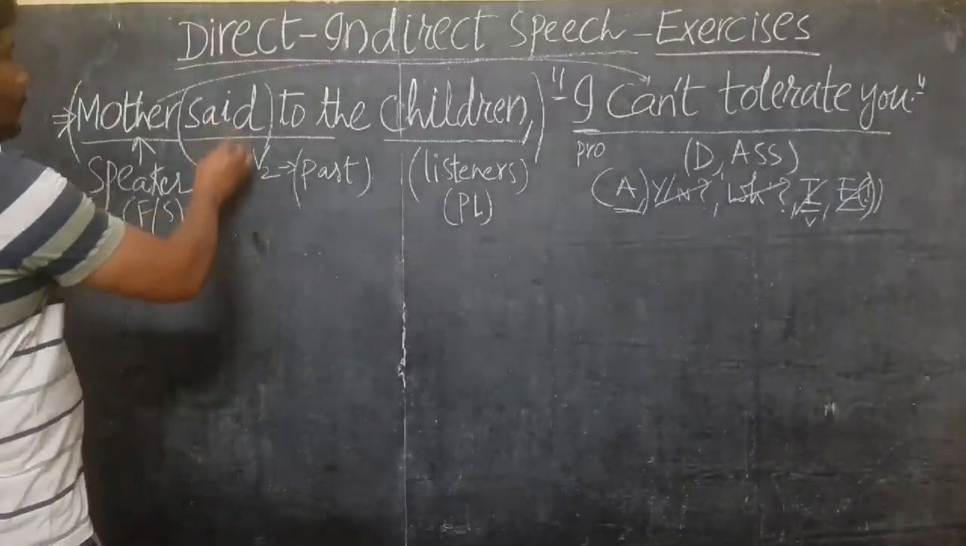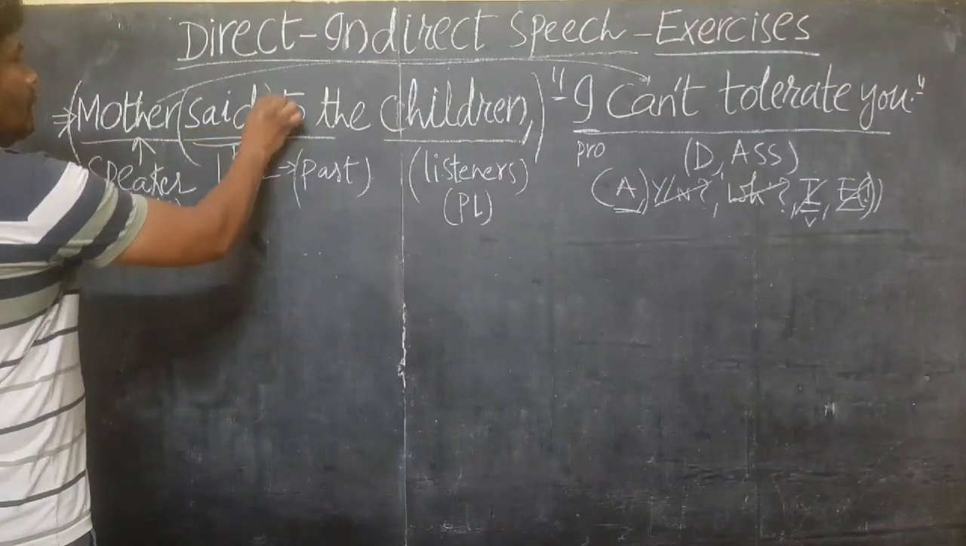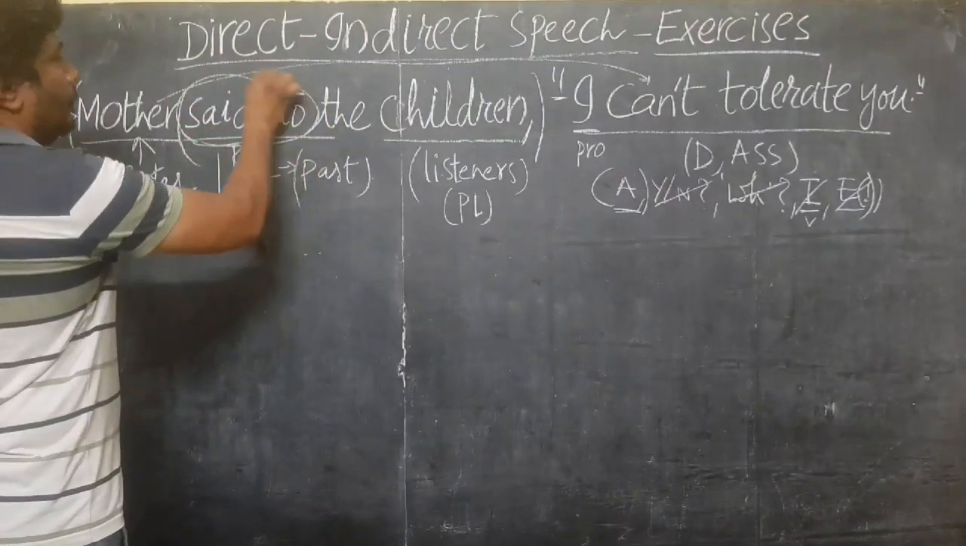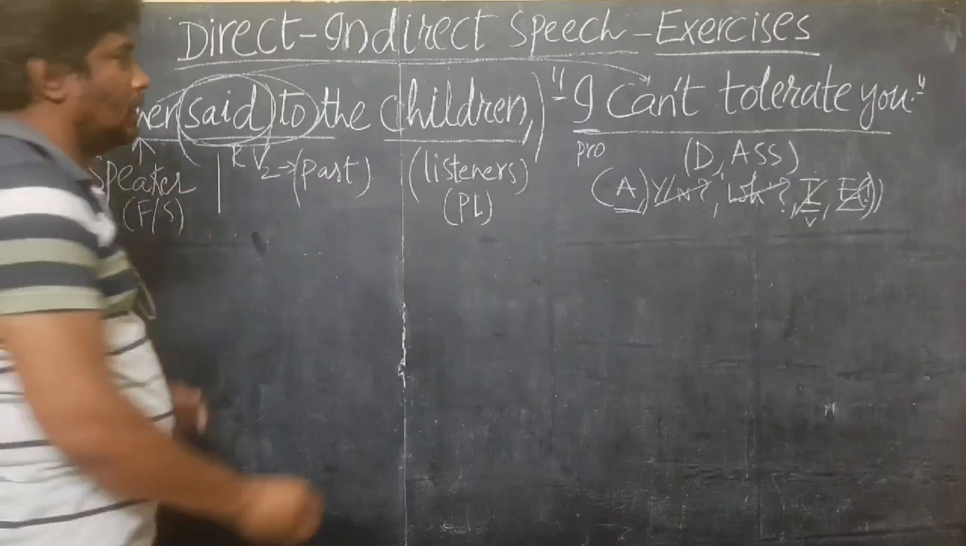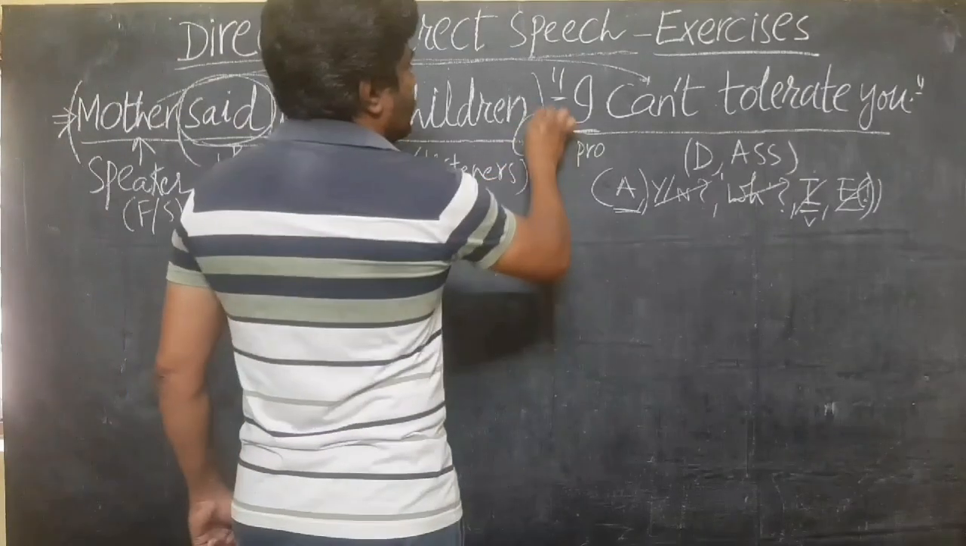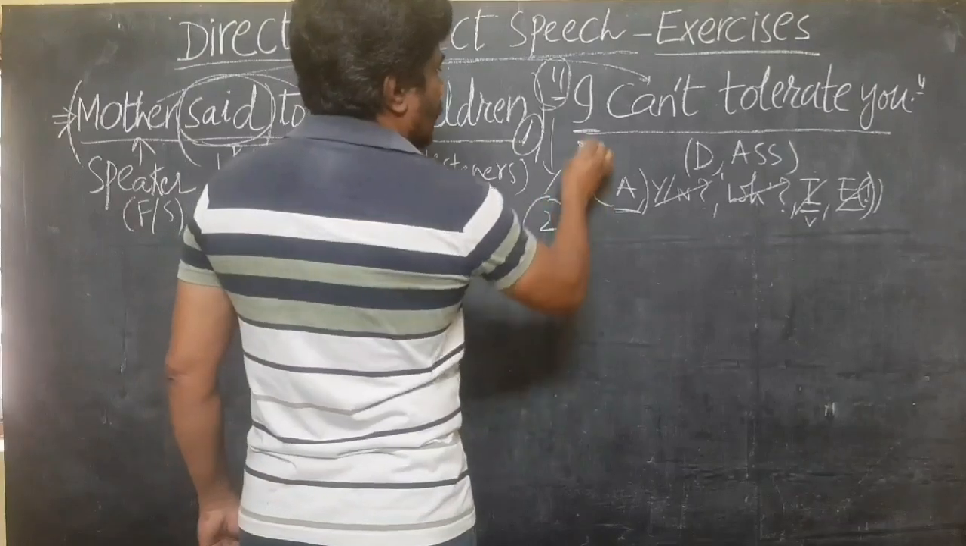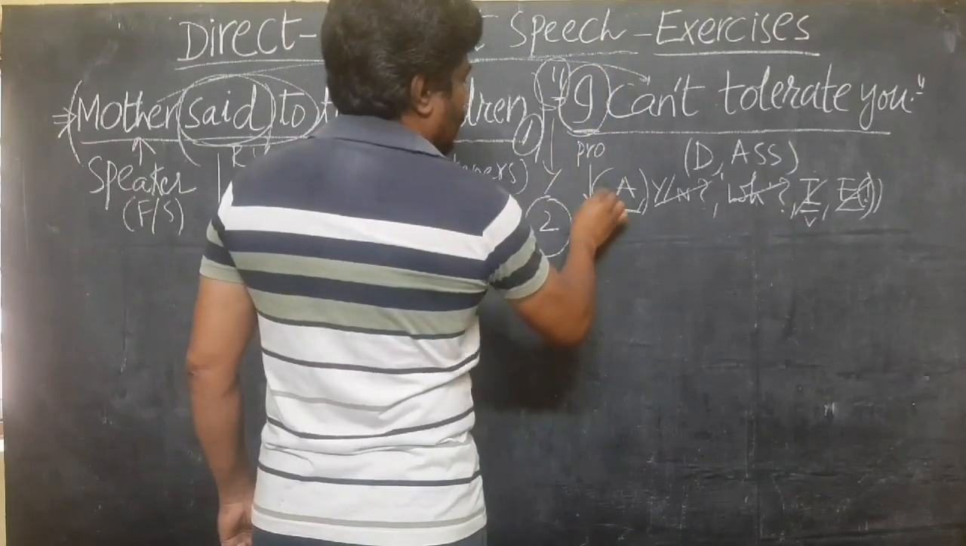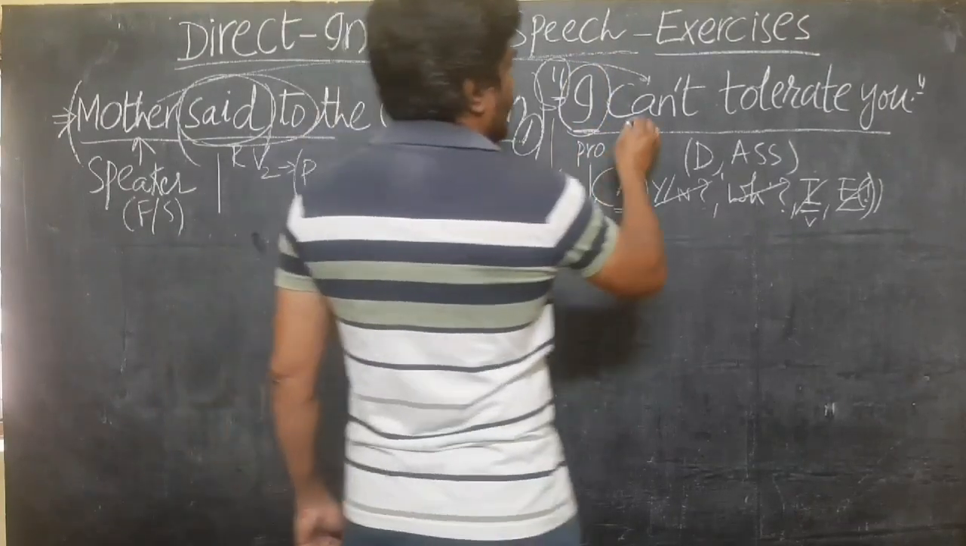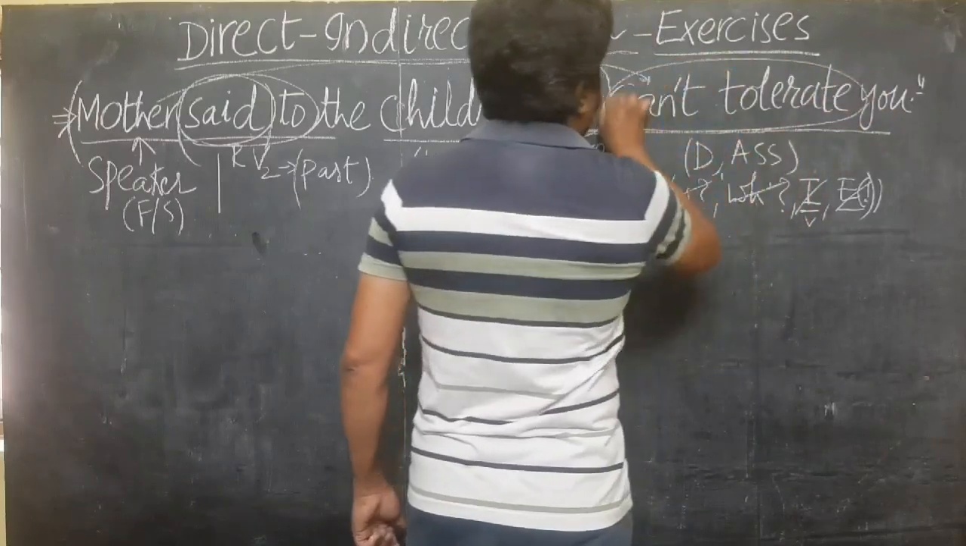The first change occurs in the reporting verb. This is the first place. Here, said or said to. Here the first change occurs. Next, remove these commas and inverted commas. Here is the second change. And the third change is in pronouns. And the fourth change is in verb form.